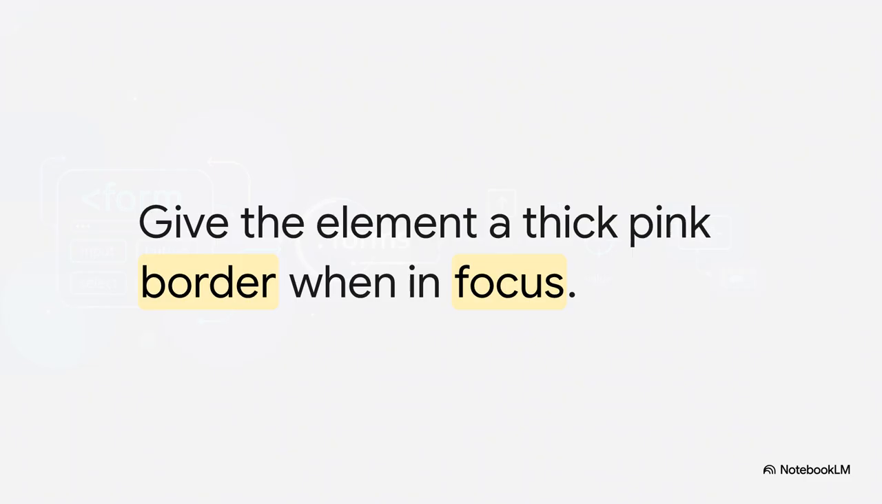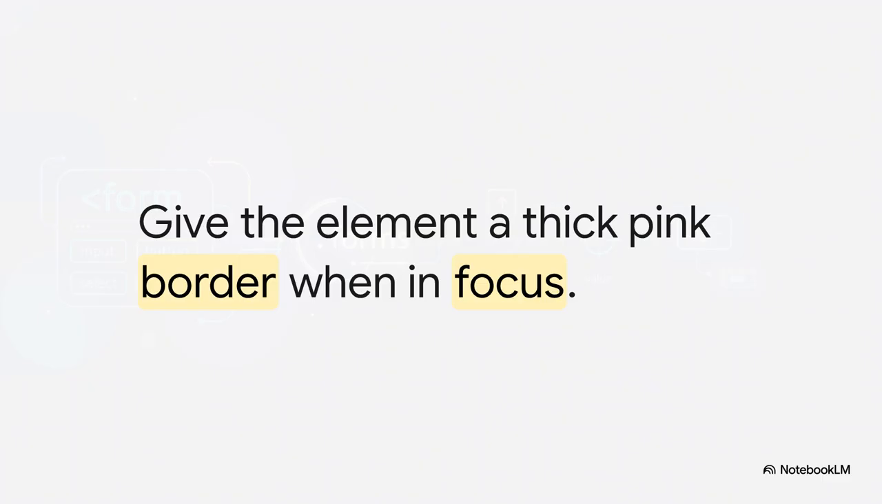Inside that function, we can dynamically alter the CSS. For example, we could reach into the style property of the element and write myform.name.style.border equals 4-pixel solid pink. Now, instead of that boring default browser behavior, we apply a thick 4-pixel solid pink border. It clearly highlights exactly where they're typing.